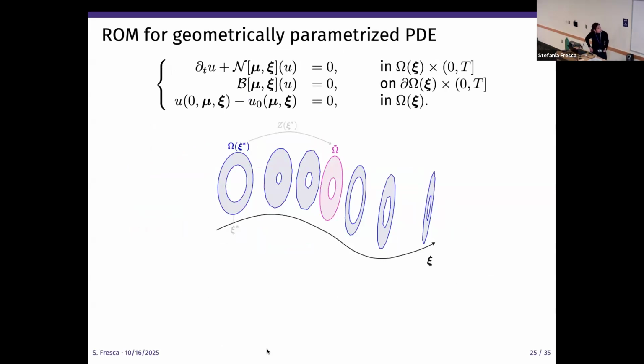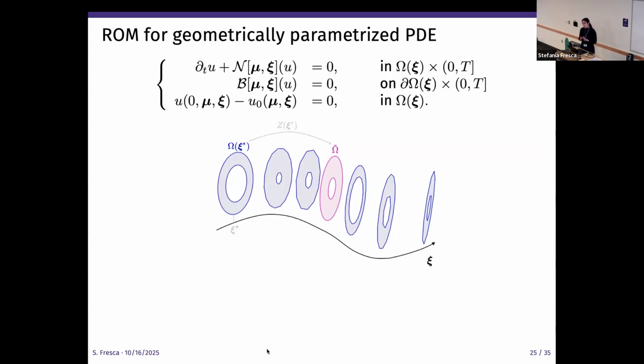The general formulation of a PDE problem characterized by geometrical variability is the one shown, where N is a generic nonlinear operator, B enforces boundary conditions, and U0 denotes the initial data. I want to remark that for any instance of the geometrical parameters, the solution field belongs to a different domain.